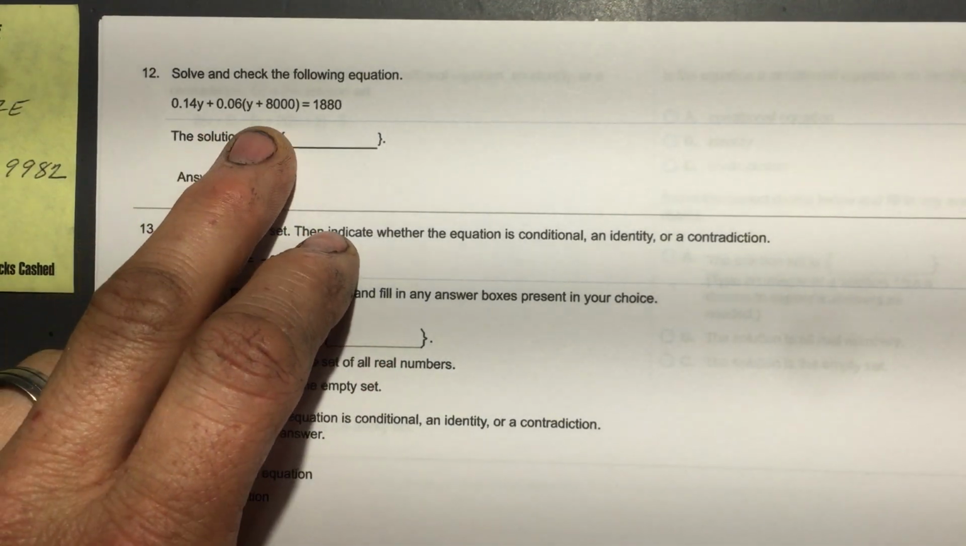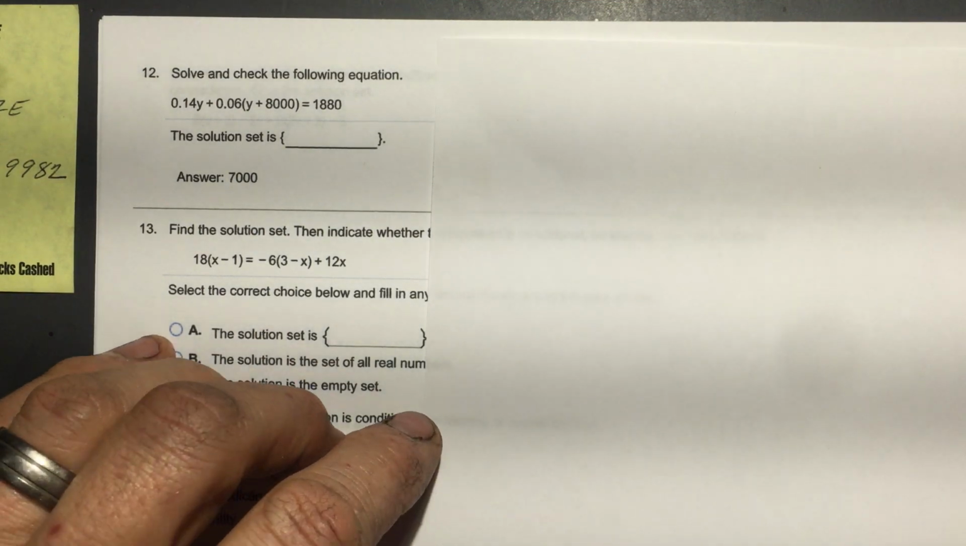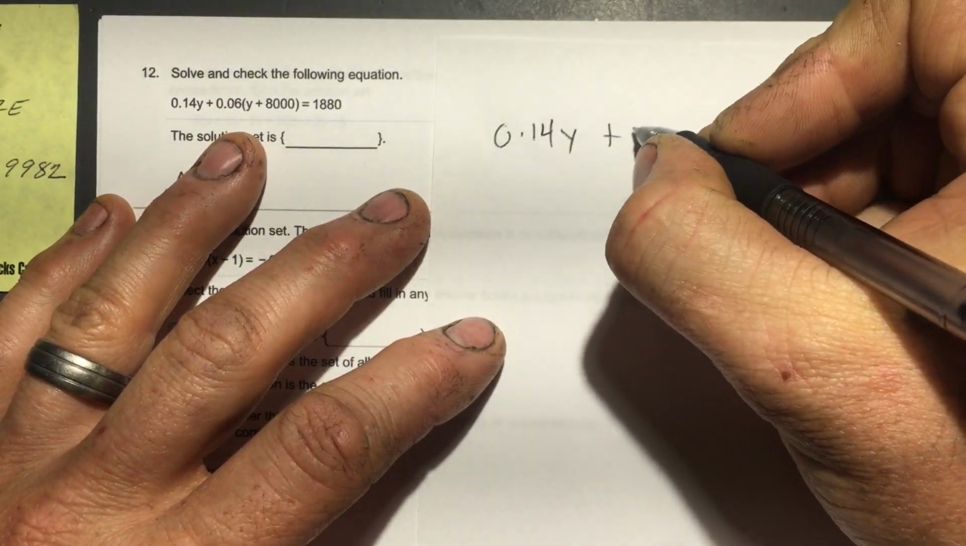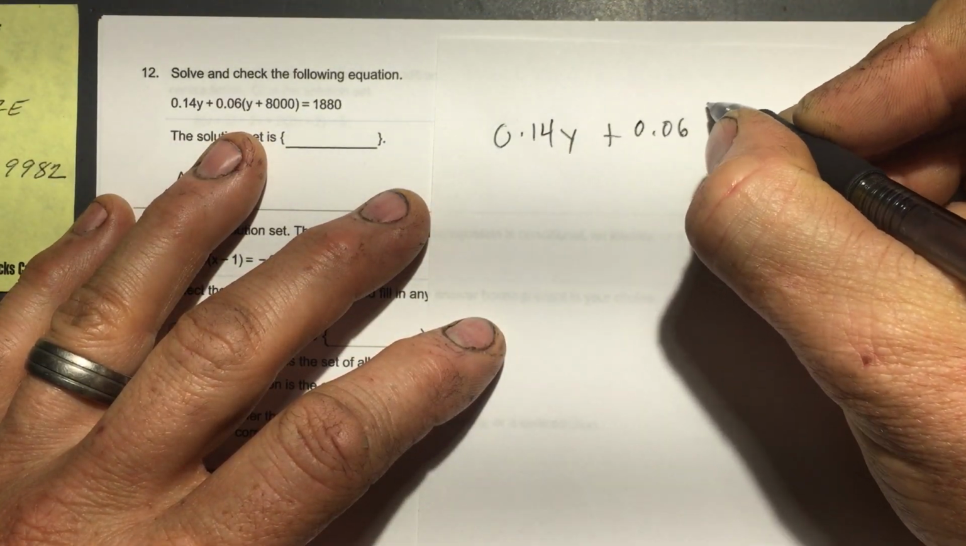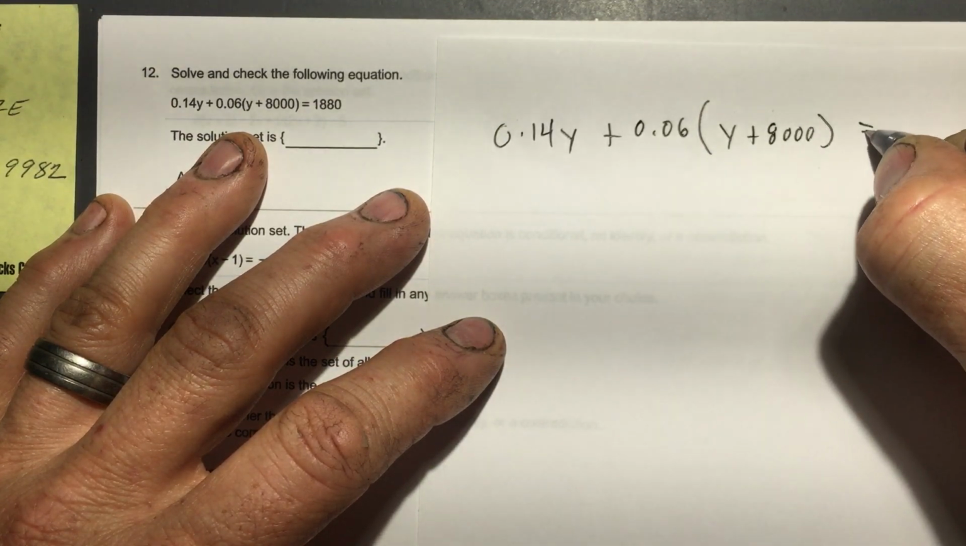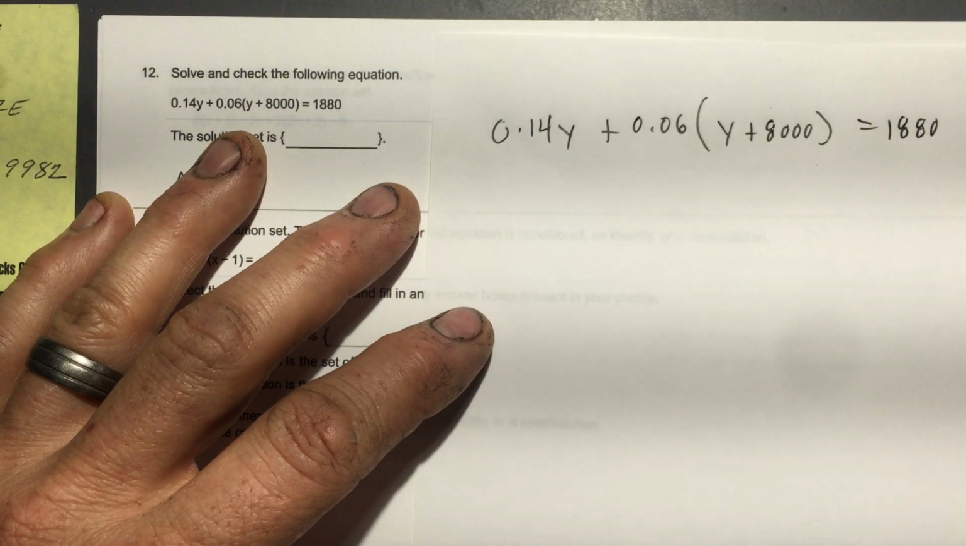Solve this one. Okay, that's similar to one we've done already. We'll try to go through that one. 0.14y plus 0.06, and then I got y plus 8,000 equals 1880. Okay, so we're going to solve this one.